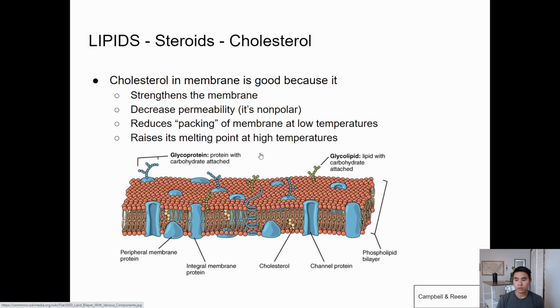But also it raises the melting point at high temperatures. So it does two things. At low temperatures it reduces packing, at high temperatures it reduces melting. These are important, these four.